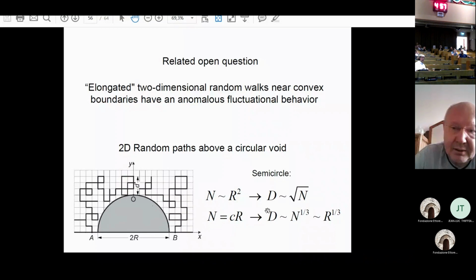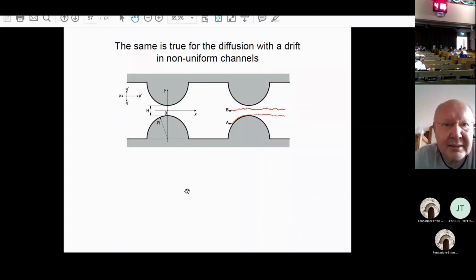Then immediately, with brief computations that I will show you, you come to the conclusion that the behavior is not square root anymore, but has the fractal dimension 3, exponent 1 over 3. The same is true for directed diffusion in non-uniform channels. This is closer to flows in complex geometries, or you can say there is a sort of passive scalar which moves and interacts with the boundaries.